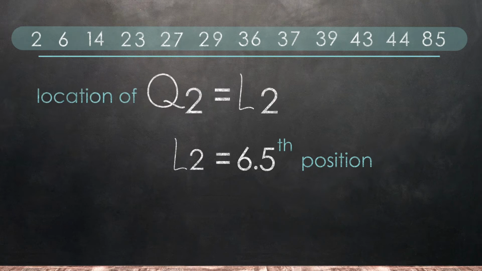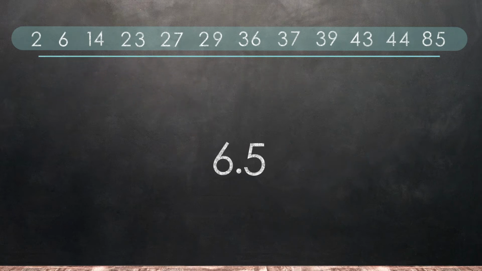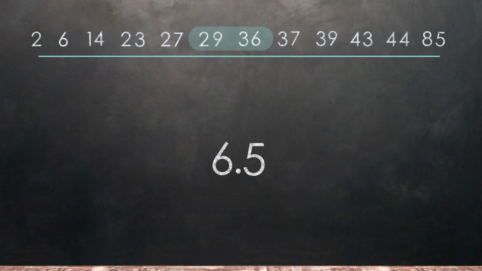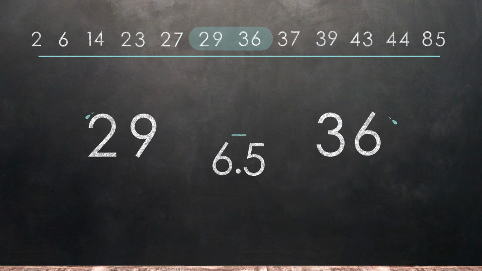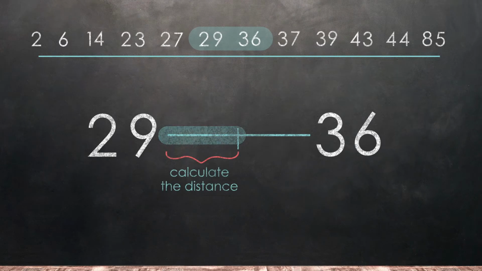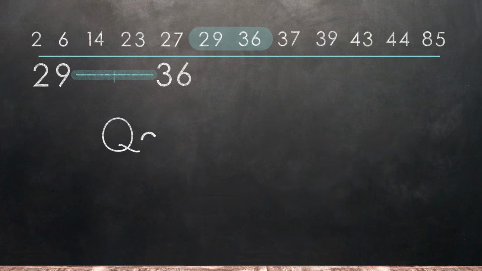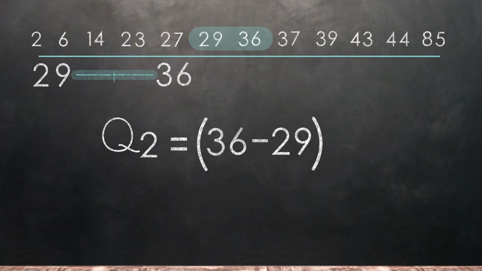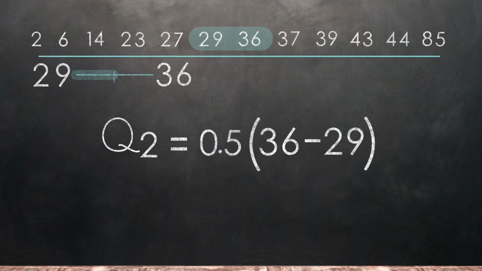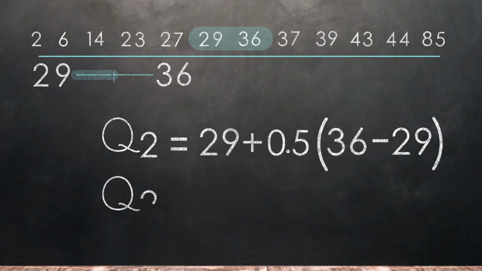As we can see, the 6.5th number is not actually a number in our list, but rather the value exactly halfway between the 6th and 7th observations. To find the actual value of Q2, we would need to calculate halfway between the numbers 29 and 36. The total distance between 29 and 36 is calculated by subtracting 29 from 36. But if we only want half of this distance, we would need to multiply this difference by 0.5. To find halfway between 29 and 36, we add this half distance on to 29. This gives us a median of 32.5.